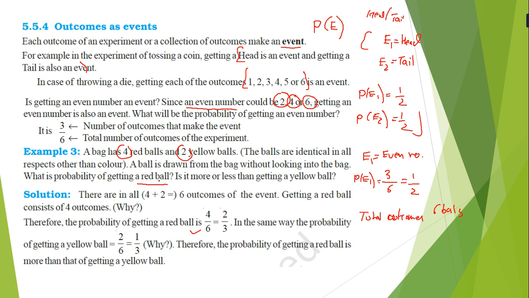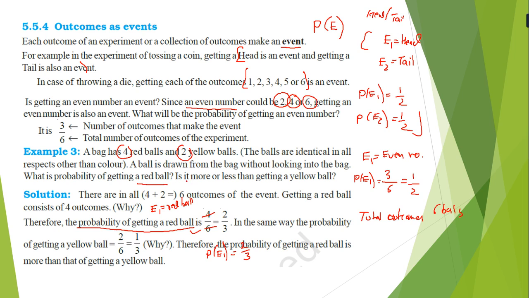Now red, how many red are there? 4. So E1, the event of getting a red ball, I have to write E1 is equal to red ball. So P(E1) is 4 by 6. 2 2s are 4, 2 3s are 6. So the probability is 2 by 3.